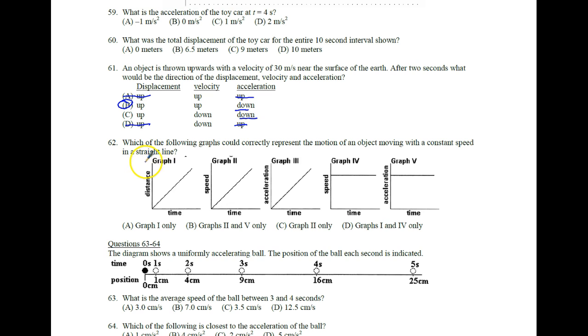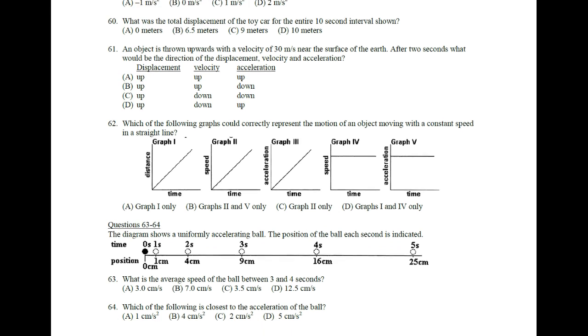For number 62, the answer is letter D, graphs 1 and 4. They want to know which has a constant speed. So that's got to be graphs 1 and 4. So that's this one and this one. For number 63 and 64, they both go with the picture that you have here.